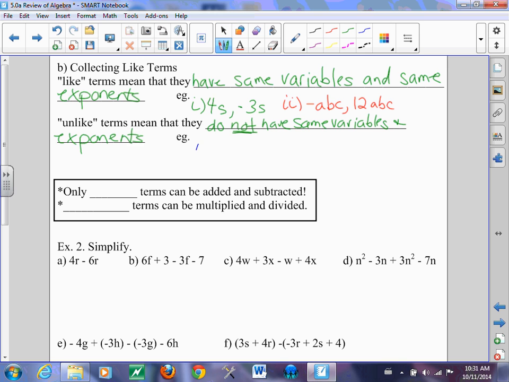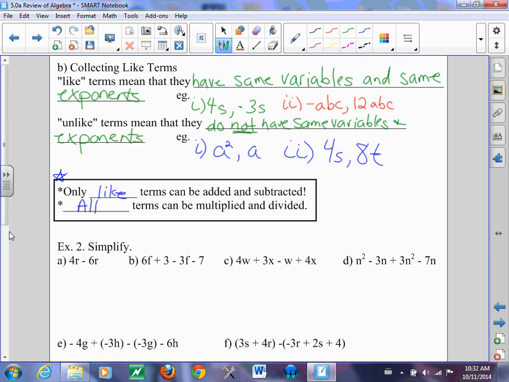Okay, so example 1, and the most popular example is, say we have a term that has a and then a term that has a squared. Notice that they have the same variable, but they don't have the same exponent, so those are unlike terms. The second example is something like 4s and 8t. They have different variables altogether. All right, let's fill in this box, folks, and this box is important to remember. Only like terms can be added or subtracted, whereas all terms can be multiplied or divided.